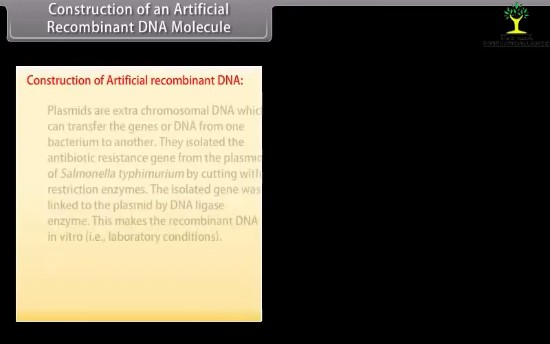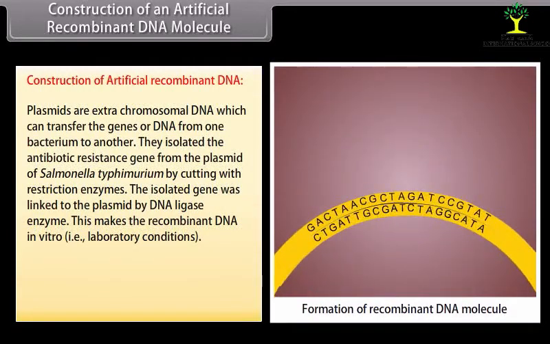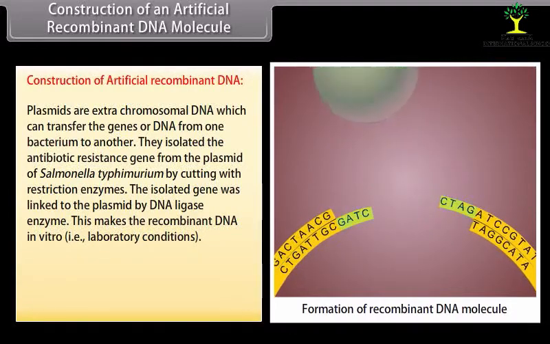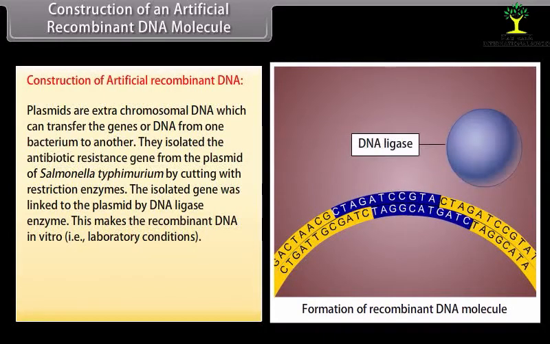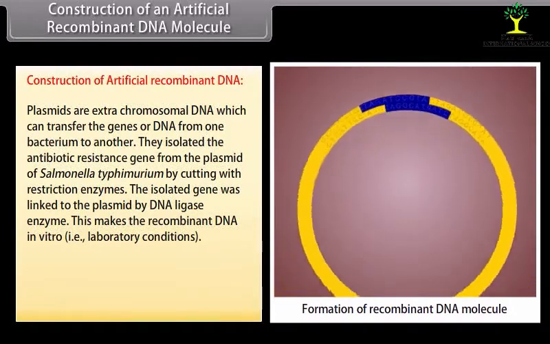Construction of artificial recombinant DNA. Plasmids are extrachromosomal DNA which can transfer the genes or DNA from one bacterium to another. They isolate the antibiotic resistance gene from the plasmid of Salmonella typhimurium by cutting with restriction enzymes. The isolated gene was linked to the plasmid by DNA ligase enzyme. This makes the recombinant DNA in vitro, that is laboratory conditions.